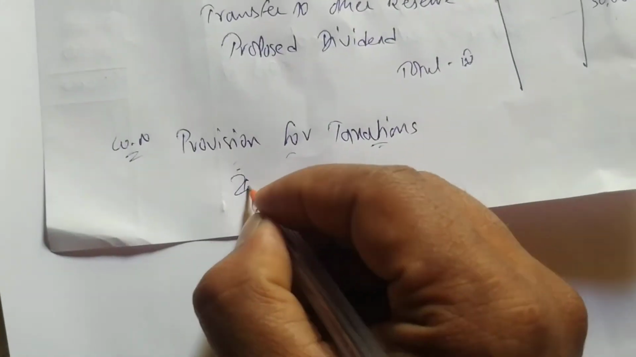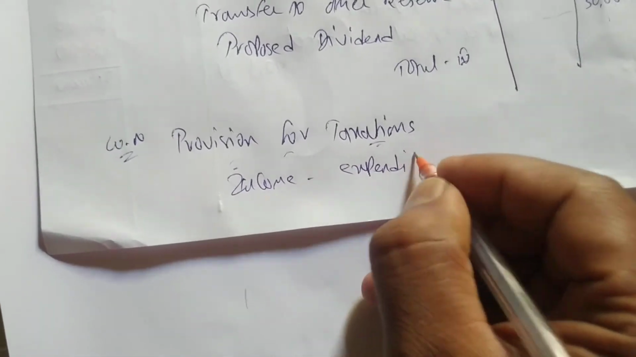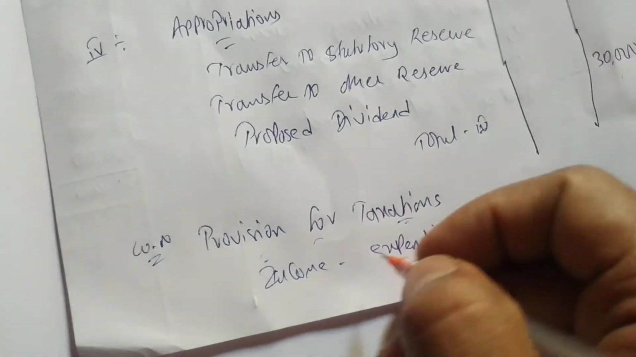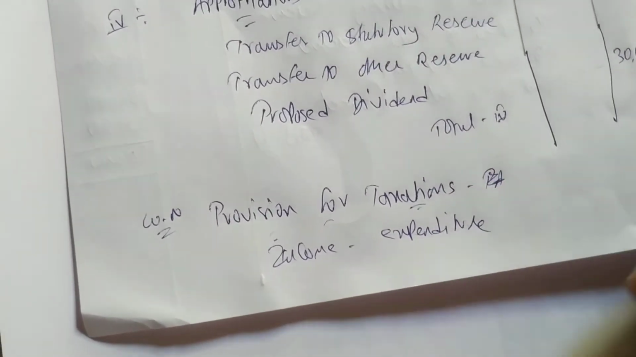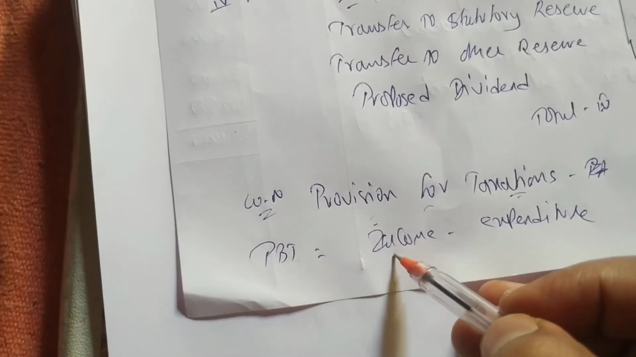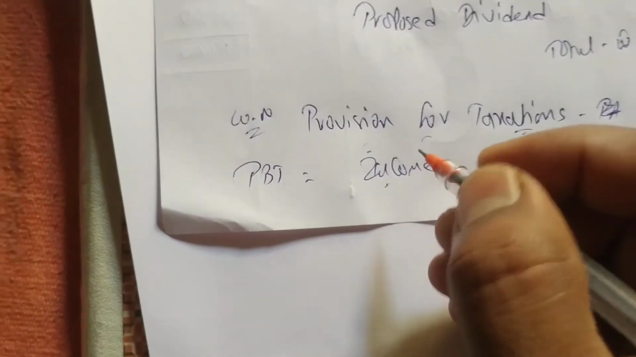Okay, how to find out this? So we will do income minus expenditure. So how to find out this provision for taxation? We have to find out profit before tax. Profit before tax: how to find out? Income minus expenditure. So we are having how much income? 7 lakhs. So I'm writing here 7 lakhs.